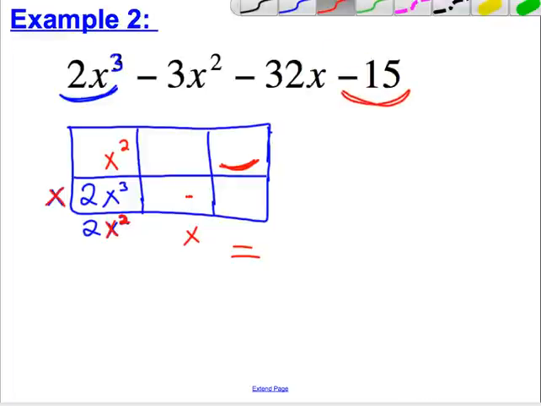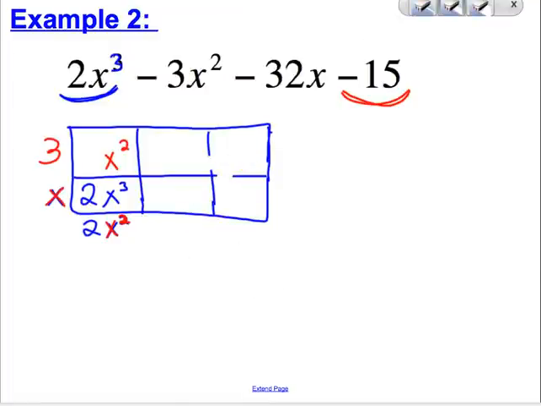So we make a guess, 3 or 5, it doesn't really matter. I'm just going to make a guess of 3. Could have done negative 3, but let's try regular 3 and see if this works out. And I'll show you what I mean by working out. So let's take a look here.